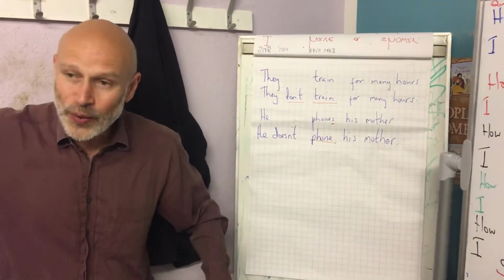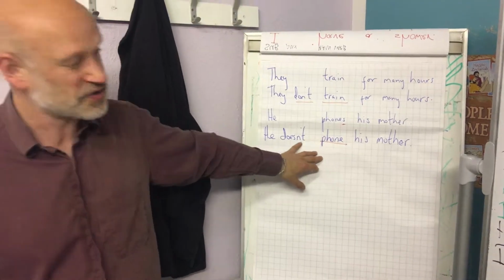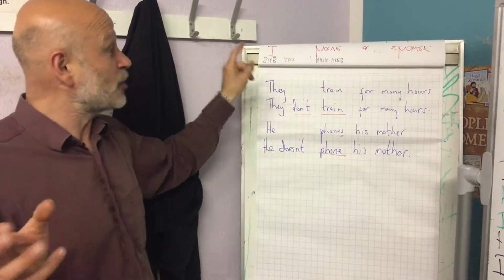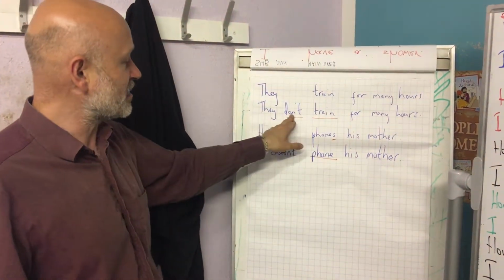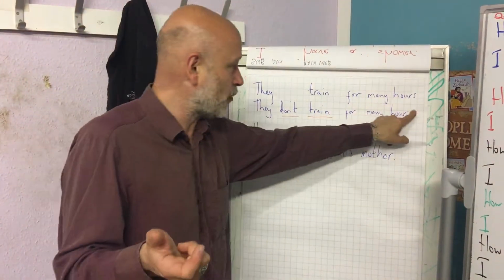So, that was questions. Then we moved on to positive and negative sentences. We've done a lot today. Have a look at this. I, you, we, they train for many hours. Negative, I, you, we, they don't train for many hours.